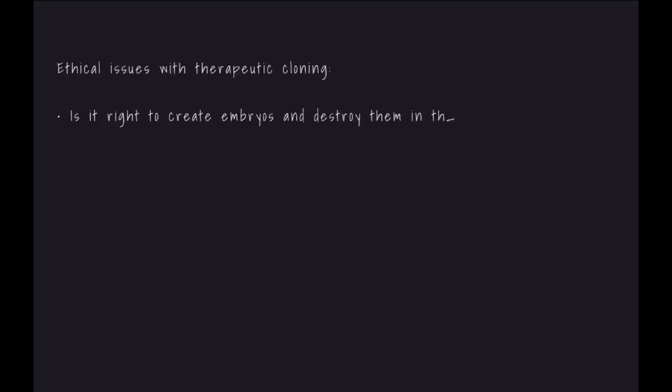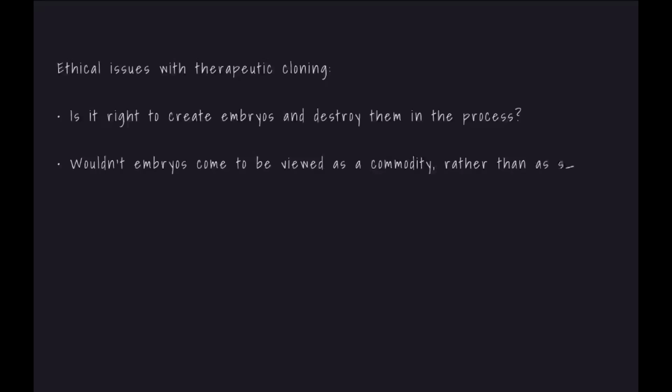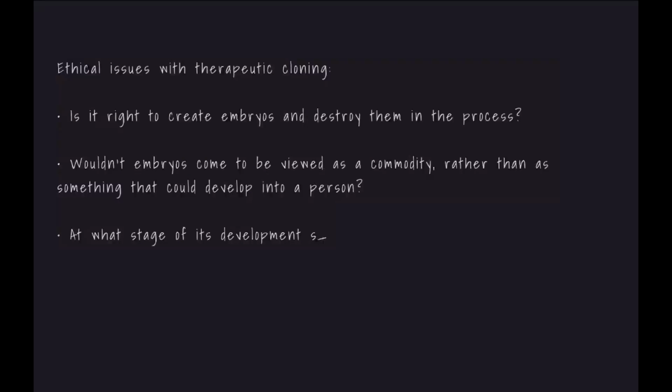To this one must add a series of ethical issues that need to be considered when treating the practice of therapeutic cloning. Is it right for therapeutic cloning purposes to create embryos and then destroy them? Wouldn't embryos come to be viewed in this process as a commodity rather than as something that could develop into a person? And at what stage of its developmental process should an embryo be regarded as and treated as a person?